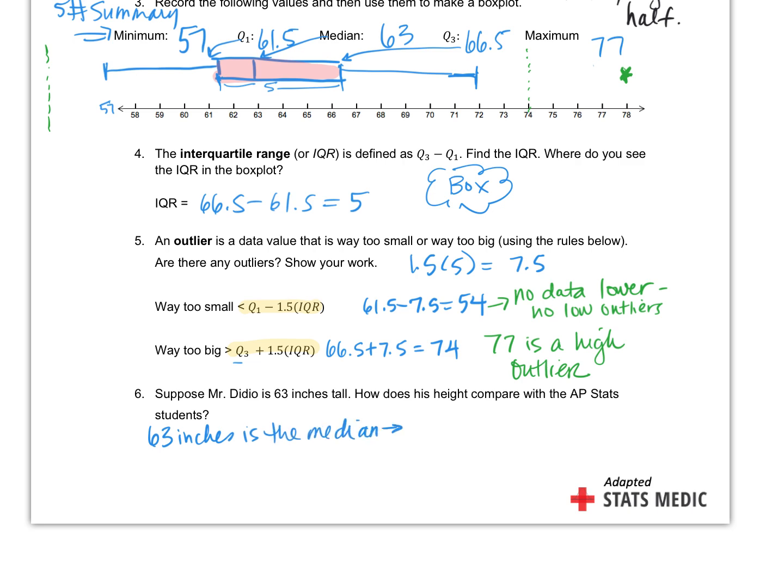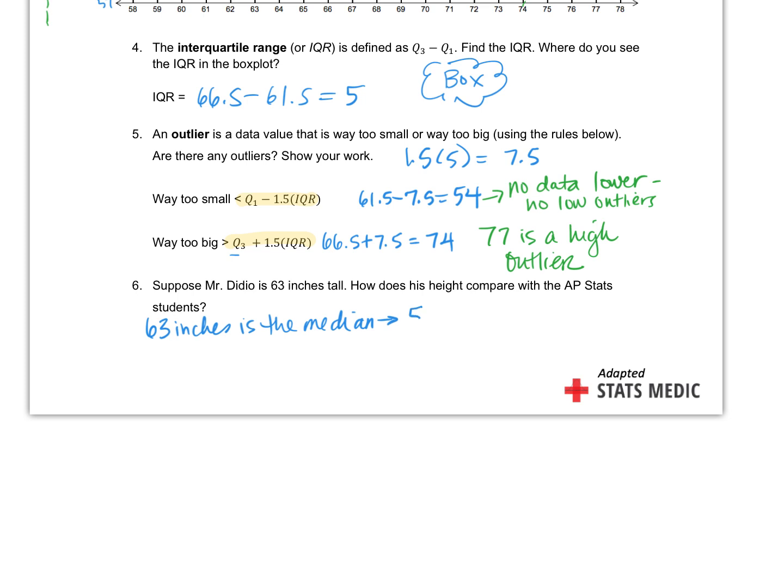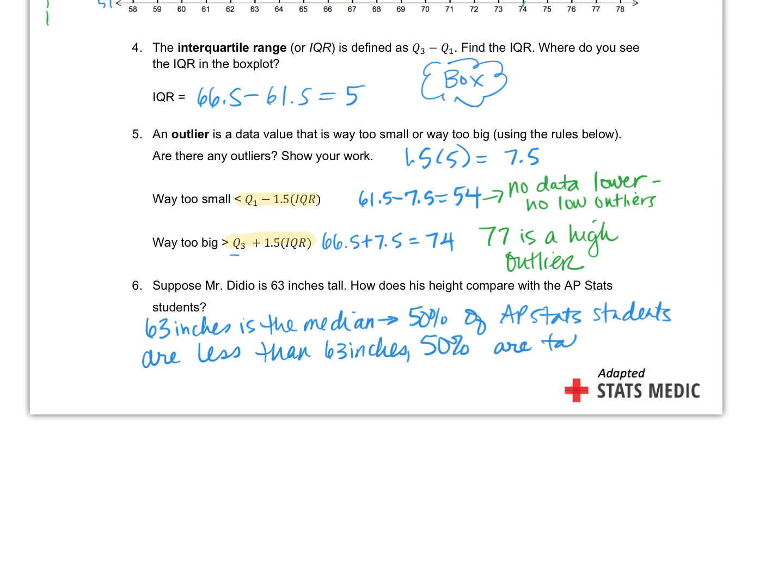So interpreting wise, how would I explain that to the average student in the hall? That means that 50% of AP stats students are less than 63 inches, and that means 50% are not less than, are taller than. Should not say less than, I say shorter than, right? Would it really be 50 and 50? Because there's two students who are 63. So they're not shorter or taller. It could be or equal to. You could throw in or equal to and not be wrong. So that's just where the median fell on this one.